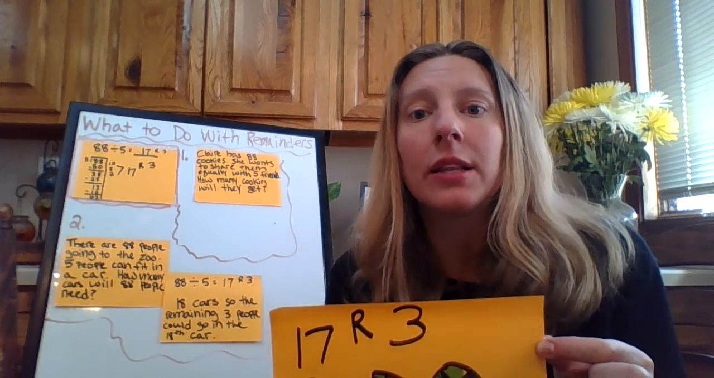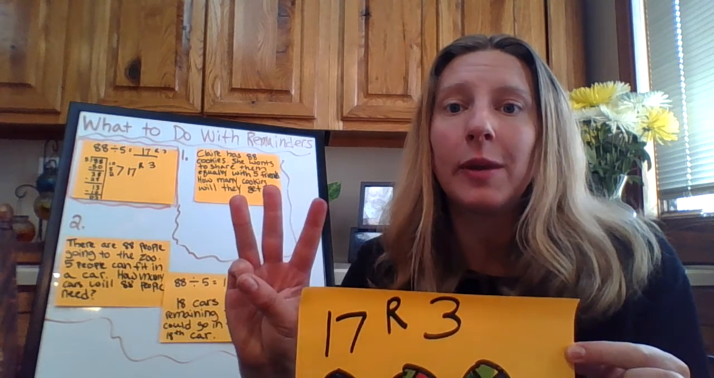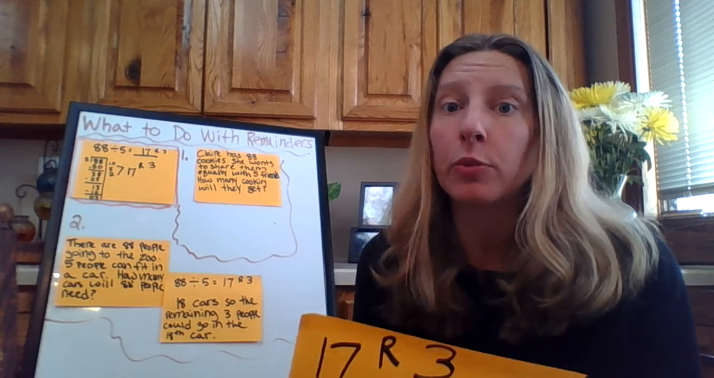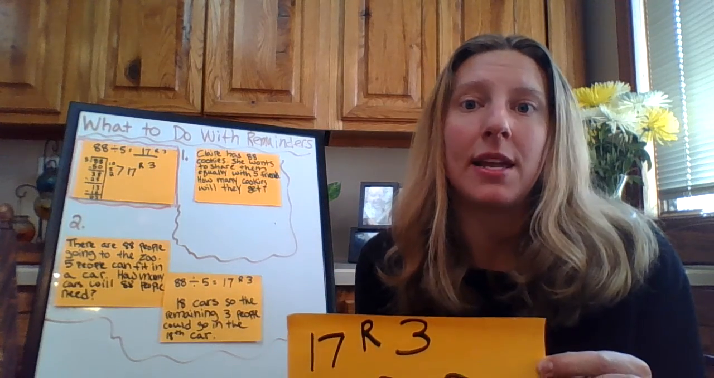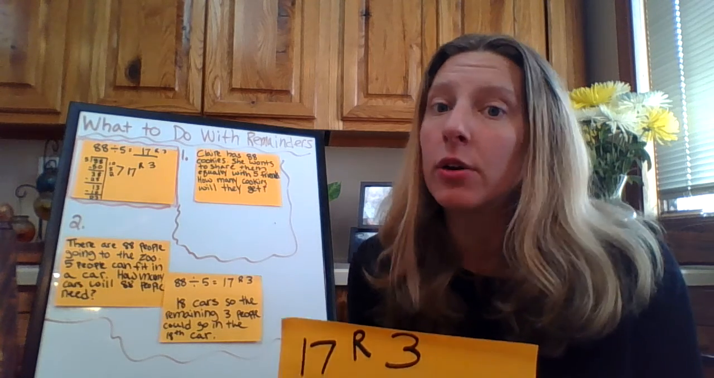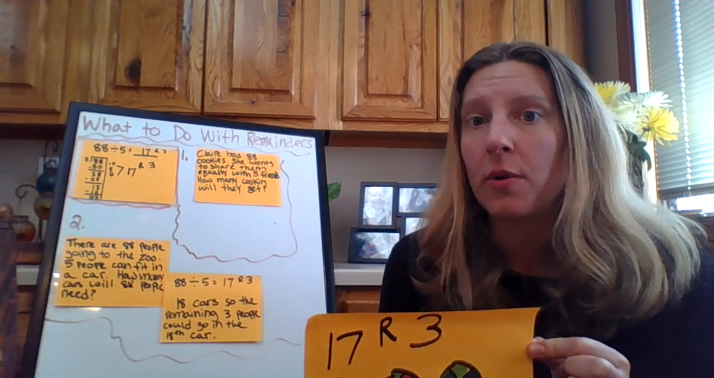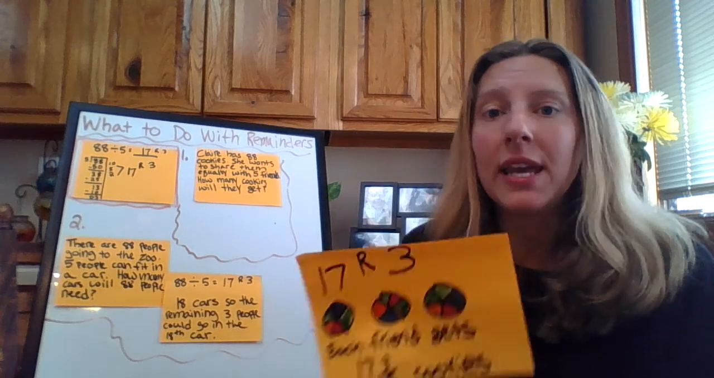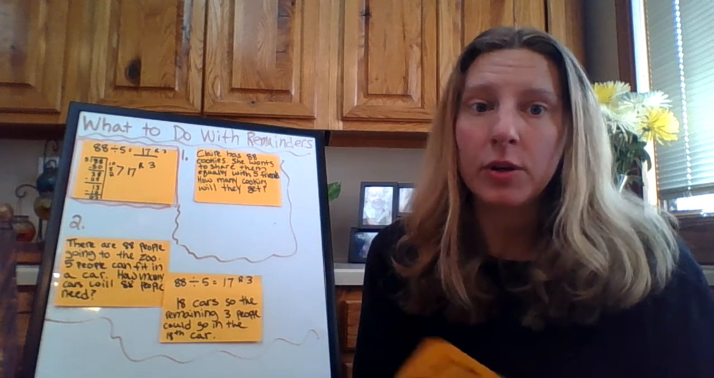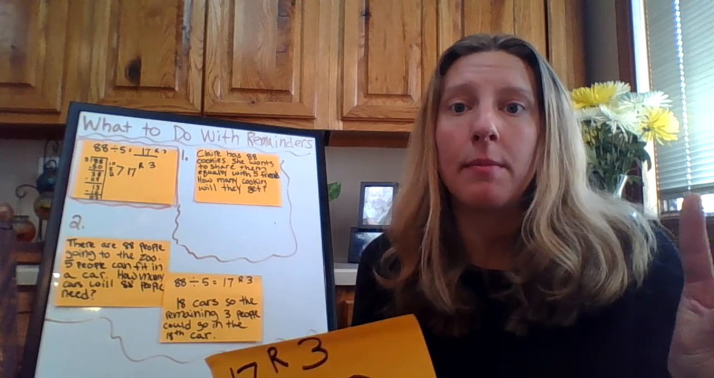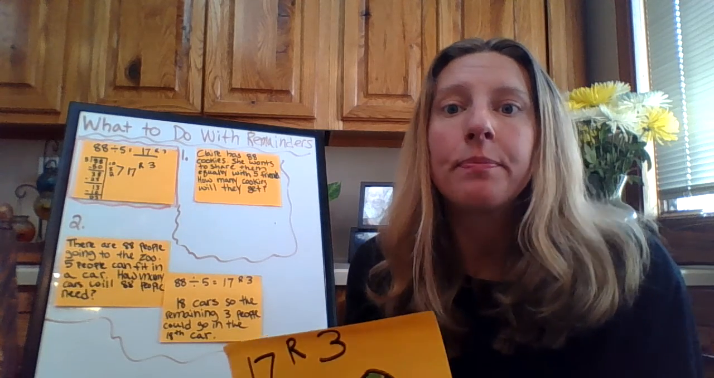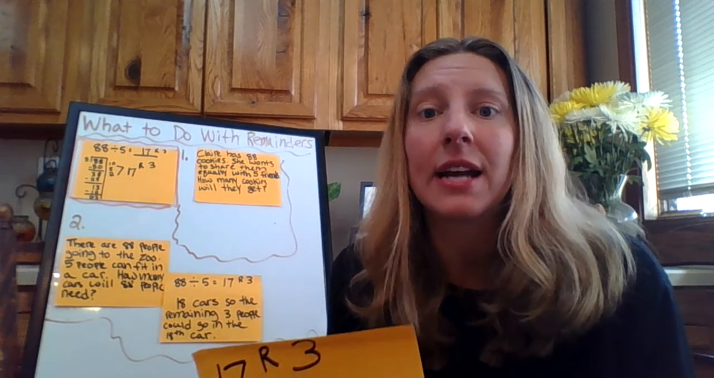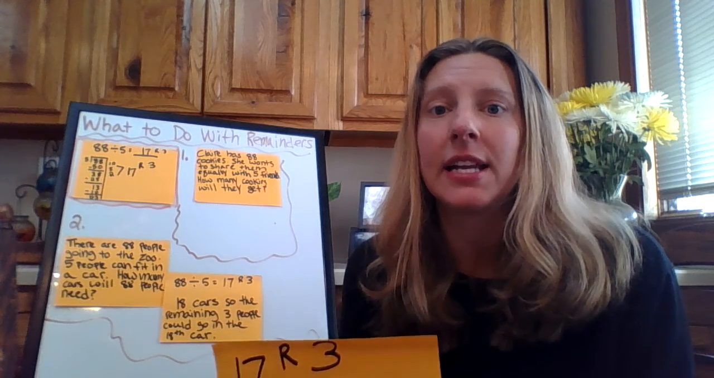So in class, we learned that there are 3 different things we can do with remainders. Sometimes we can break apart the remainder if it's something that can be divided equally, like cookies or crackers and so forth. Sometimes we need to round up, which you are going to see in the second problem. And then sometimes we just have to leave the remainder as is because it can't be divided equally.